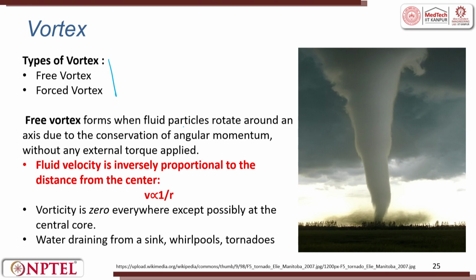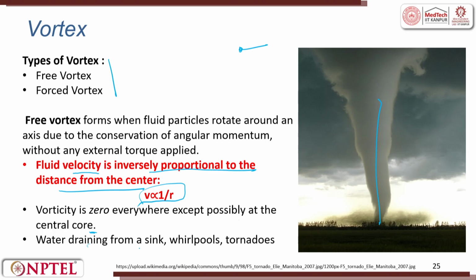A free vortex forms when the fluid particles rotate around an axis, this is an axis, due to conservation of angular momentum without any external torque applied. So, the fluid velocity is inversely proportional to the distance from the center, so V is inversely proportional to R. The vorticity is 0 everywhere except possibly at the center core.